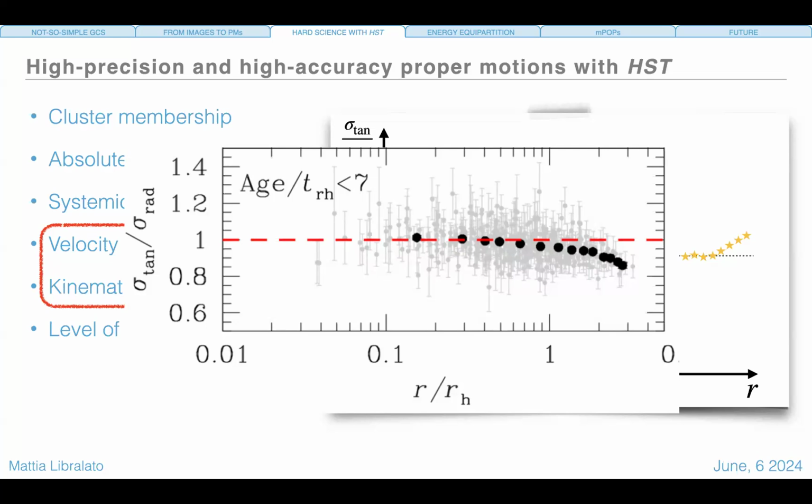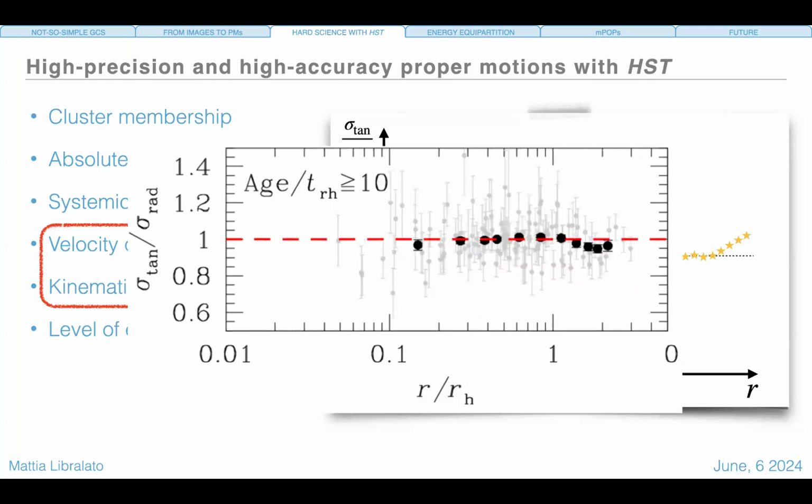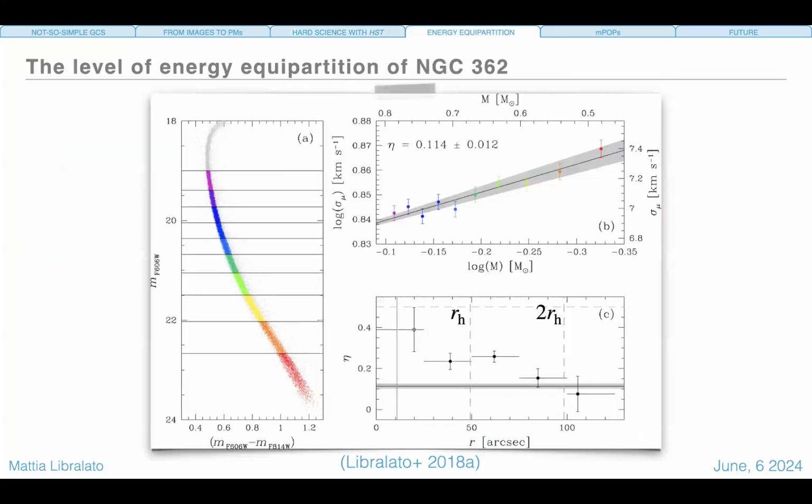But when we move to dynamically older systems, this kind of anisotropy tends to disappear. Again, because this is in the core, probably the two-body encounter process tends to erase the anisotropy. So these stars are basically isotropic, even at a few half-light radii from the center of the cluster. Again, this is a confirmation of the theory.